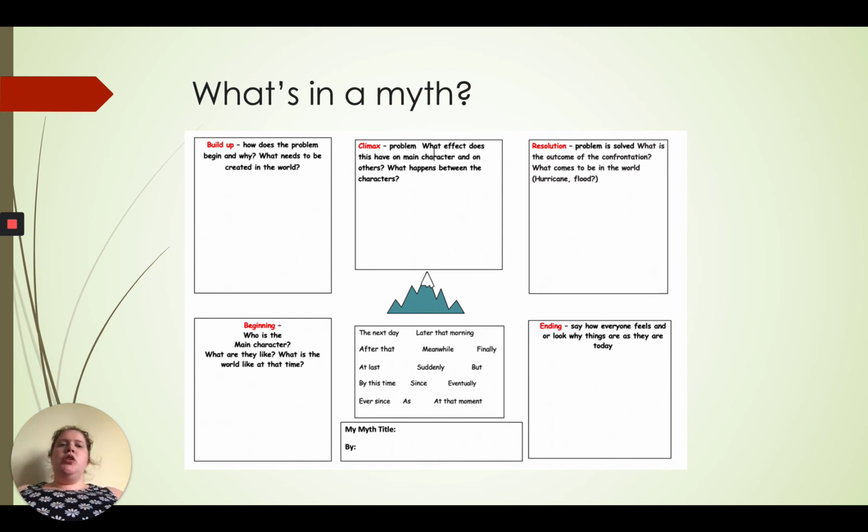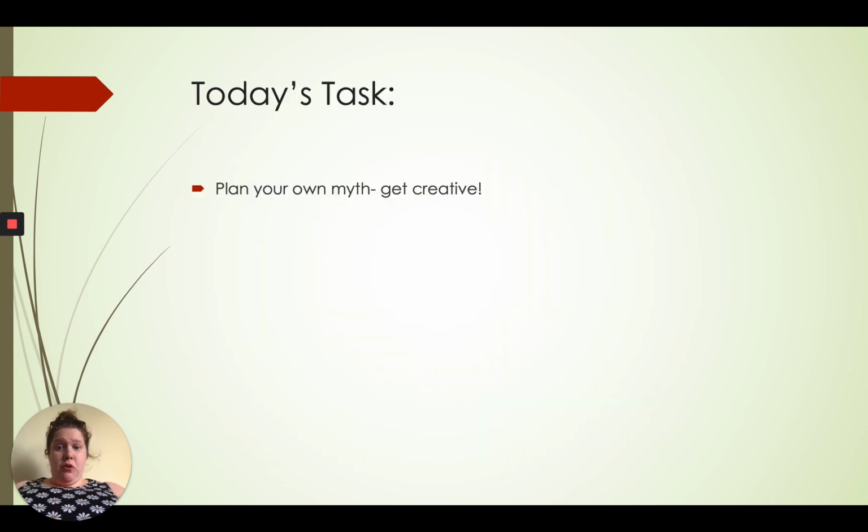Your resolution. You solve the problem, the outcome. You tell me what happens in the world. And then the ending. What happens at the end? How does everyone feel? And there's some great starting words here. Right at the beginning of our story, you need to describe what happens. You need to describe how long ago it was and where you are. But we'll go into that more tomorrow.